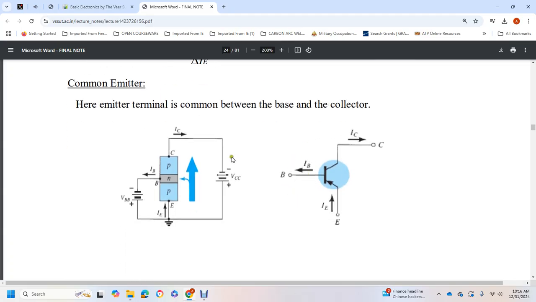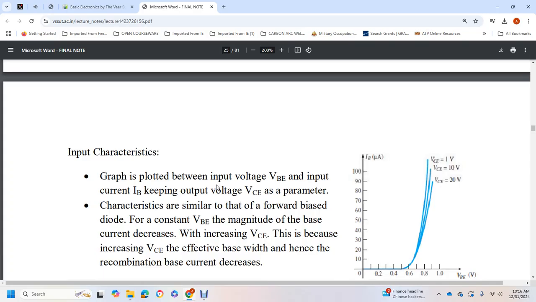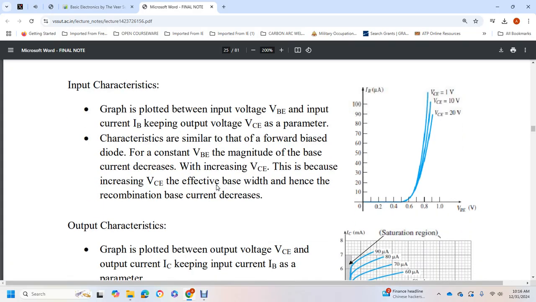There's a transistor over here, and then a positive negative junction shields on the transistor. Input characteristic graph that's applied between the input voltage base emitter, input current base bias, keeping output voltage constant. Input voltage emitter as parameter, characteristics similar to that of a forward bias diode.